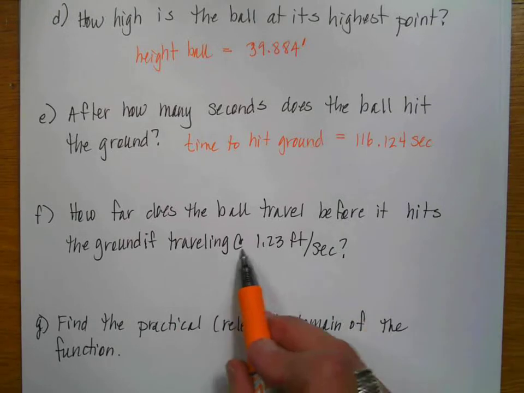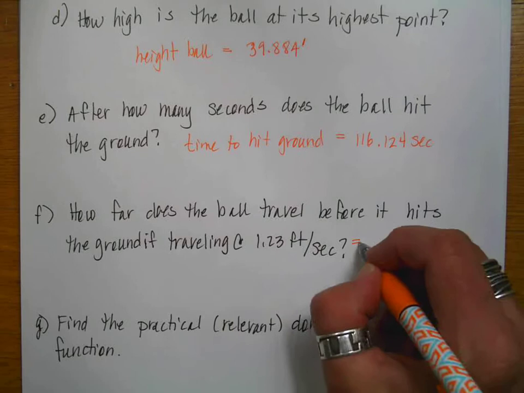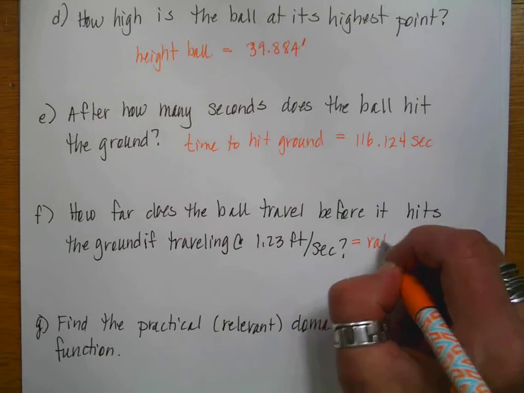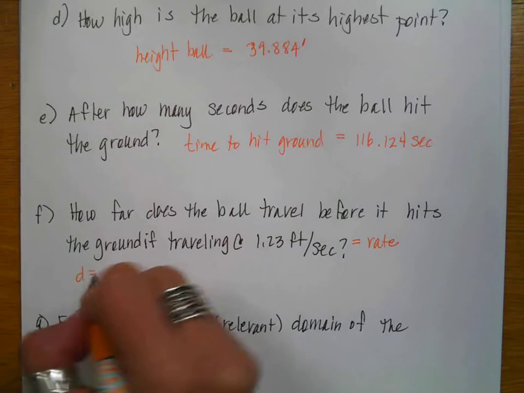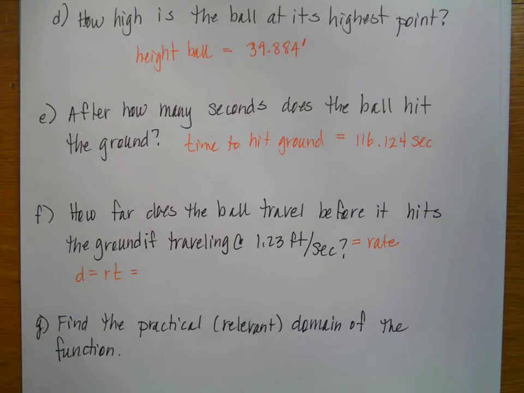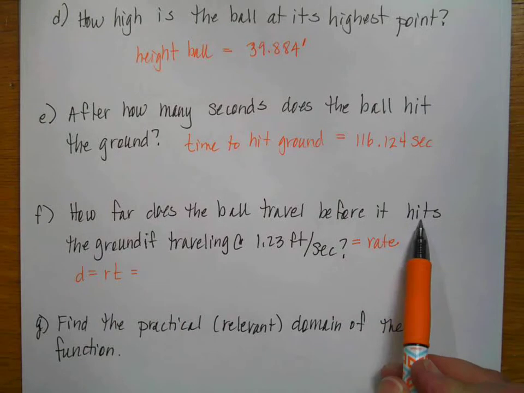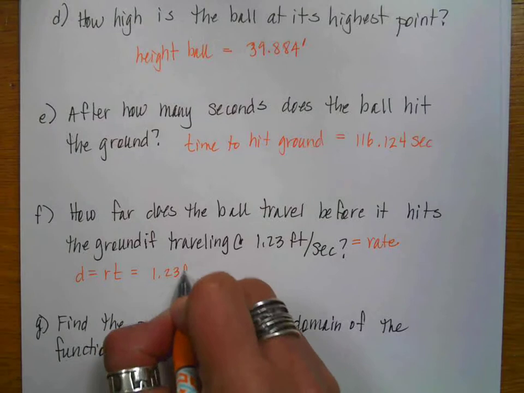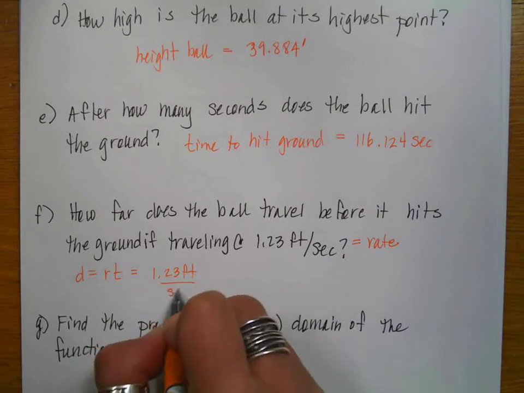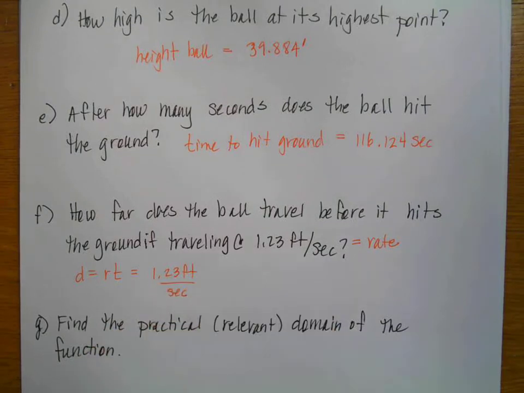Okay. The next one is interesting. It says, how far does the ball travel before it hits the ground? So this is our rate that the ball is moving. That's how fast the ball is moving. Well, there's a lovely formula that says distance is equal to rate times time. So we want to know how far does it travel before it hits the ground. So the rate is 1.23 feet per second.